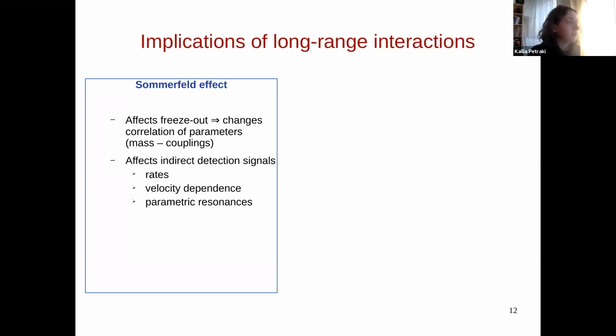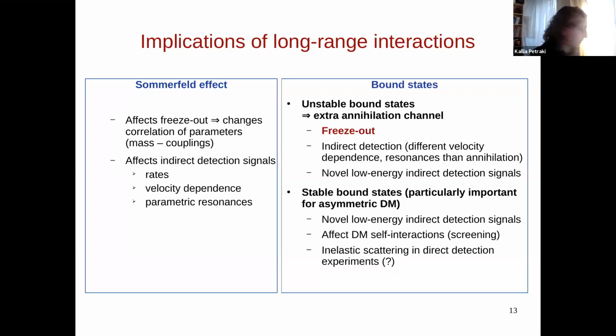What do bound states do? Well, they do all of the above, and they do a few more things. We can have unstable bound states, so particle and antiparticle bound states, positronium-like bound states, which form and then decay. And this means that there is essentially an extra annihilation channel for dark matter.